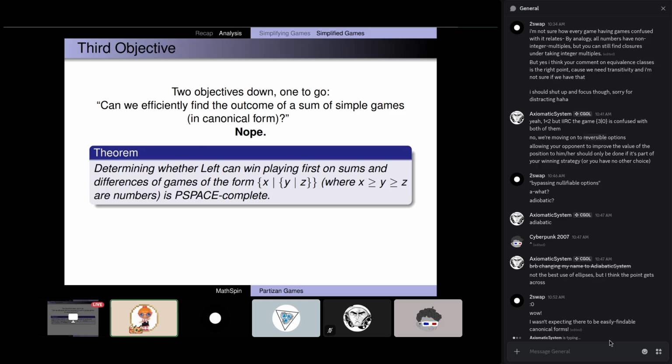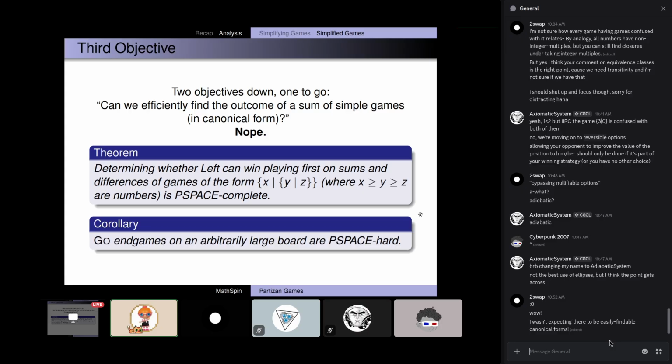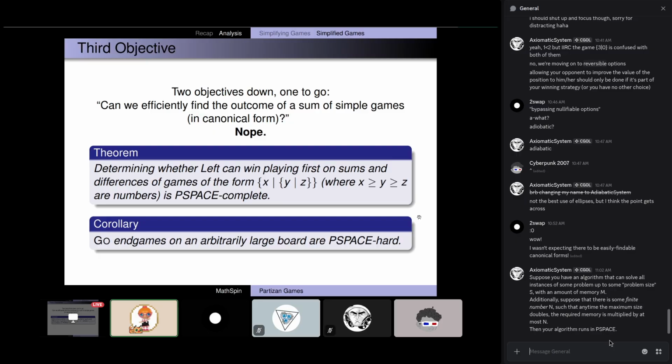So this is really hard, really bad. And as a corollary of this, which admittedly I think was proven other ways before, or at least independently of this theorem, Go endgames on an arbitrarily large board must be p-space hard, because you could build these simple positions as a part of a Go board, and so they're also space hard.